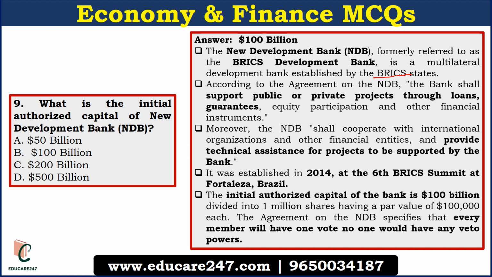That is very important. It was established in 2014 when the 6th BRICS Summit happened at Fortaleza, that is a city of Brazil, and the initial authorized capital for the bank is $100 billion. One important thing, all the countries have one vote under this bank, and there is no veto power given to any country when it comes to the functioning of this bank. So this is a very important bank for the development of BRICS countries.